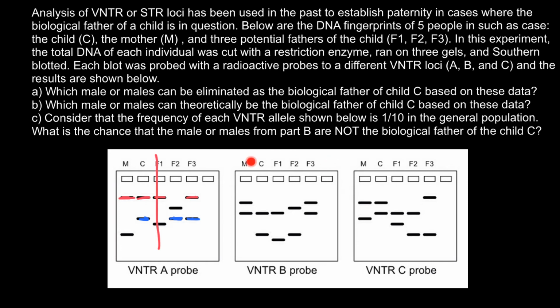Let's now move to gel number 2. One more time. This is the genotype of the mother. This is the genotype of the child. And the mother cannot contribute this allele. She doesn't have this size allele, but she has this size.